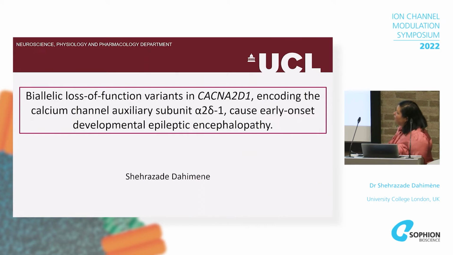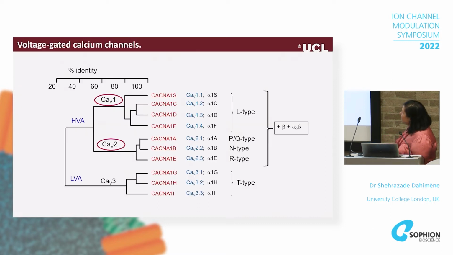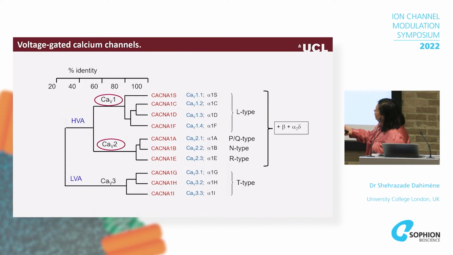This has been a collaborative project where we identified a new variant in the gene encoding for alpha-2 delta-1, the calcium channel auxiliary subunit. Calcium channels, CaV channels, have been divided into three groups. Only CaV1 and CaV2 are known to be associated with the beta and alpha-2 delta subunits.